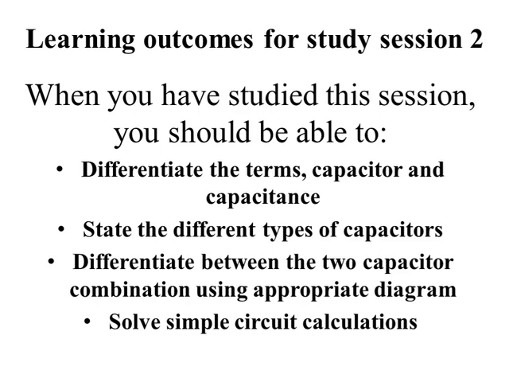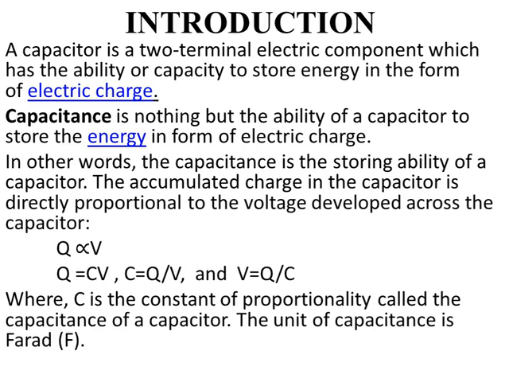By the end of this class, the basic things I feel you should be able to understand and basic questions you'll be able to answer are that you should be able to differentiate between the terms capacitor and capacitance. You should be able to state the different types of capacitors that we have. You should be able to differentiate between the two capacitor combinations with appropriate diagram. And also you should be able to solve simple circuit calculations on both the two combinations that we have for the capacitor. So I'll be moving on.